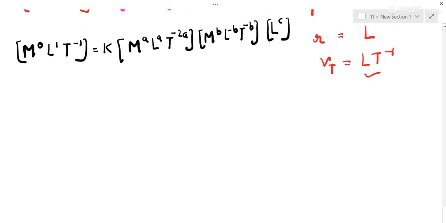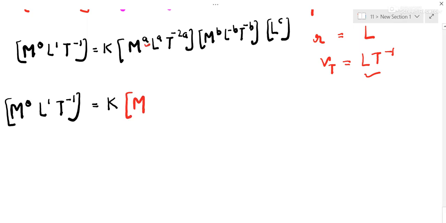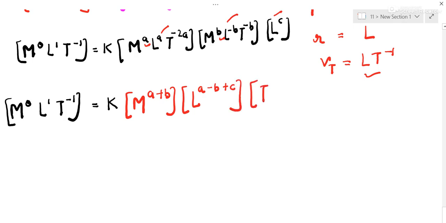Now what will be the next step? We will be combining all the exponents of the right hand side according to their base. K as it is. Let us collect power of M. So it is A, B and no one else: A plus B. Then let us write for L: A minus B and C, so A minus B plus C. Now the power of T: minus 2A and minus B.